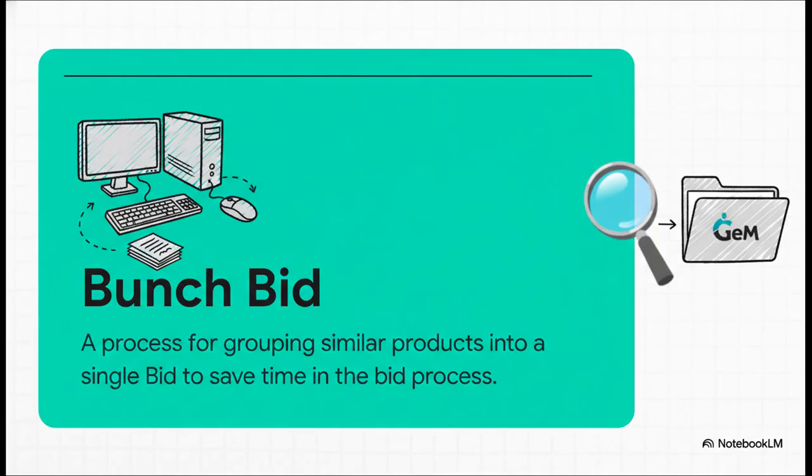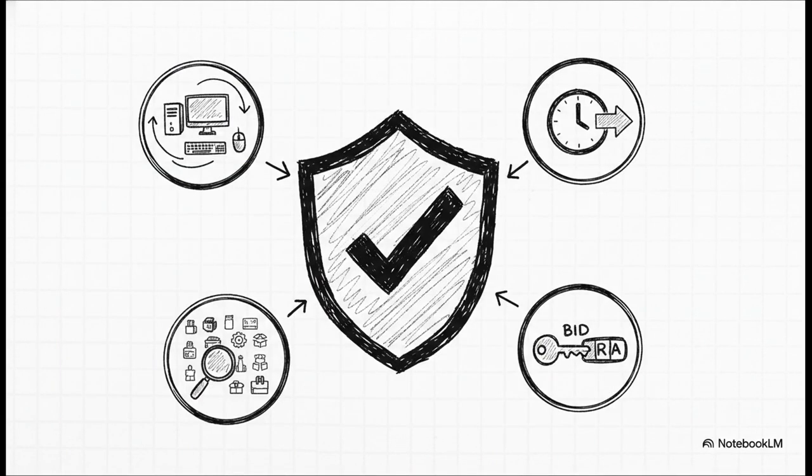A bunch bid is, well, it's exactly what it sounds like. It's this awesome feature that lets you group multiple similar product categories, like our desktops, keyboards, and mice, into one single consolidated bid. It basically transforms that mountain of paperwork into one easy-to-manage file. The benefits here are super clear. You save a ton of time, you can package everything together, but there is one critical detail to make all this work. Your buying intent must always be set to bid/RA. And don't worry, we're going to show you exactly how to do that.